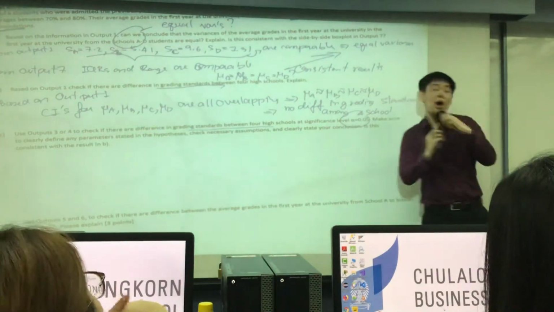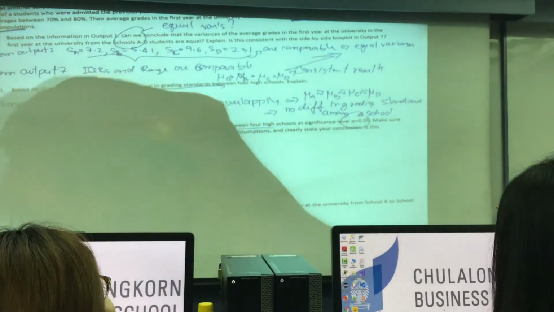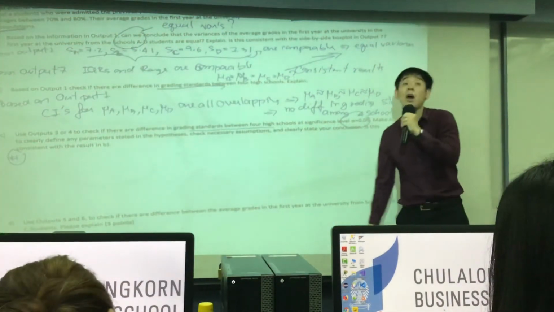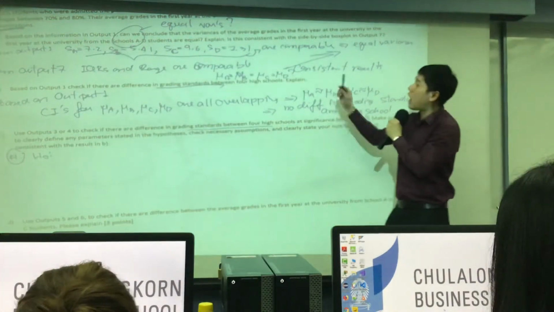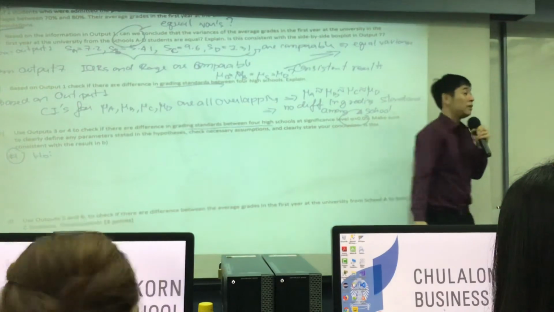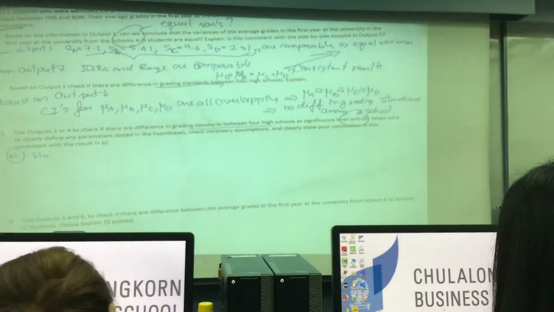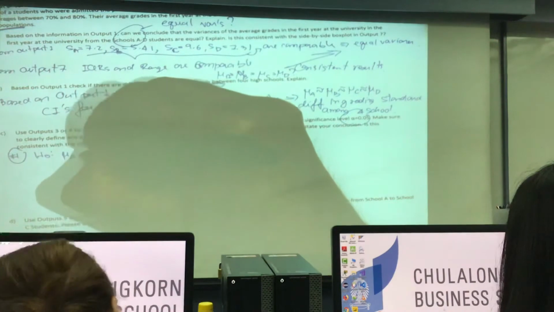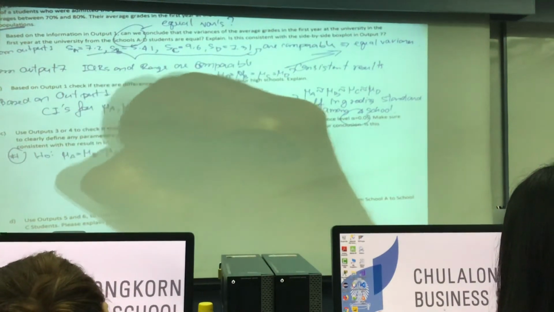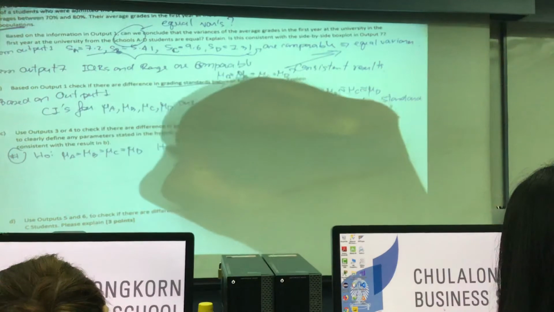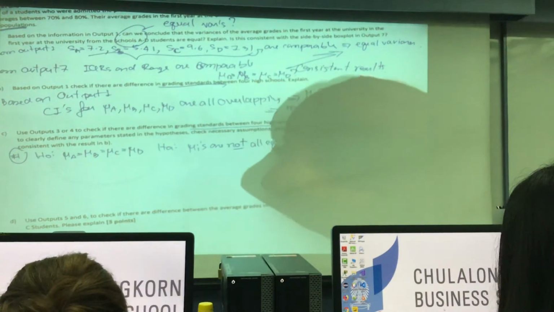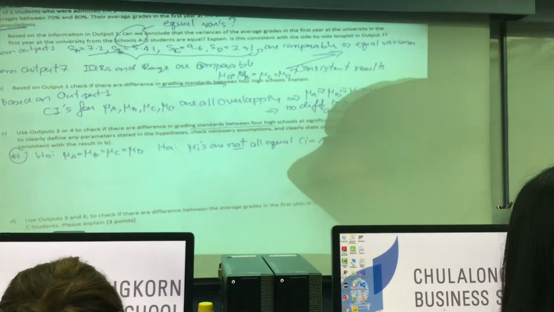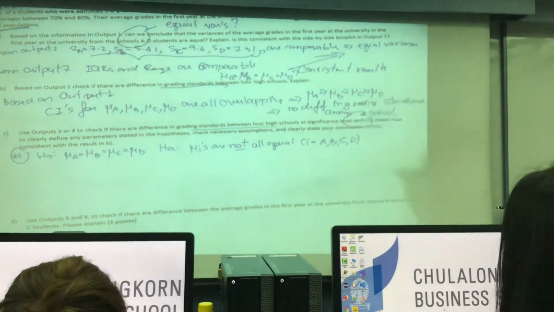If you remember, Step 1: set up H0 and HA. Because this one is checking if they are the same or some different, think of the ANOVA F test. So this is H0: mu A equals mu B equals mu C equals mu D. HA would be mu I are not all equal, with I equal to A, B, C, and D.